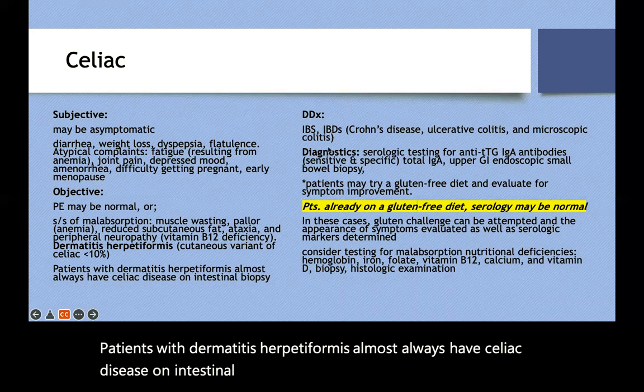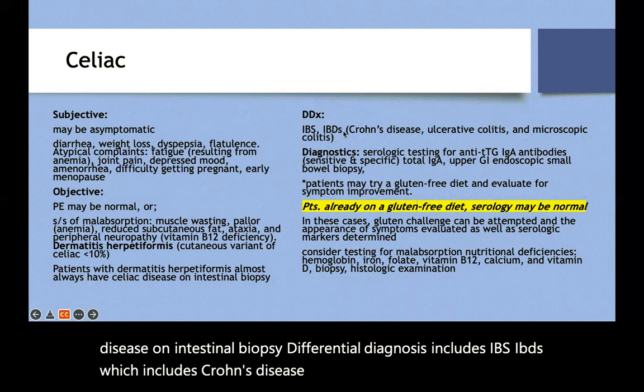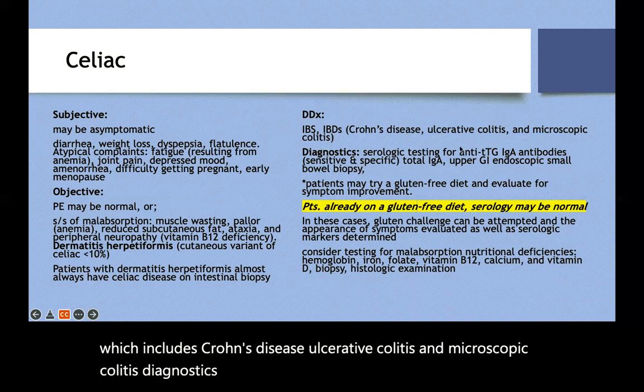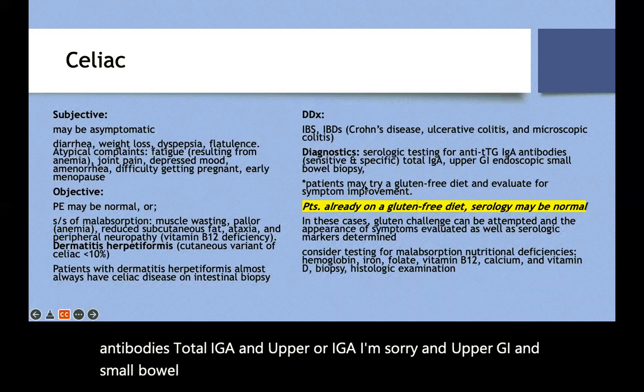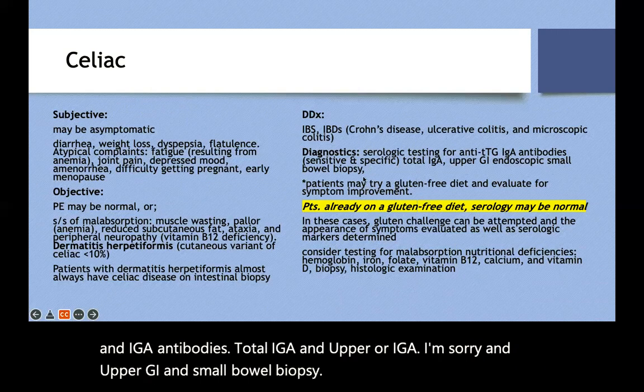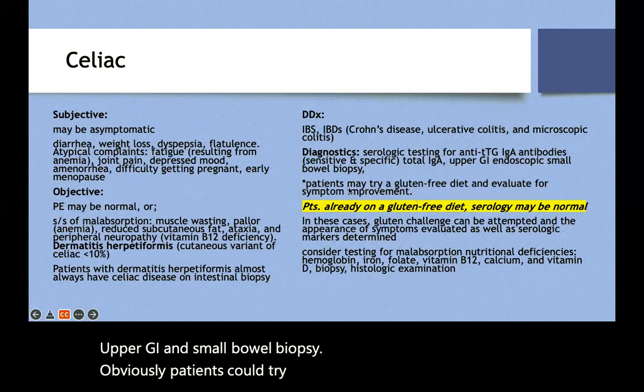Differential diagnoses include IBS and IBDs, which include Crohn's disease, ulcerative colitis, and microscopic colitis. Diagnostics include serological testing for anti-TTG and IgA antibodies, total IgA, and upper GI endoscopic small bowel biopsy. Obviously, patients could try a gluten-free diet and then evaluate for symptom improvement. That's one way to handle it.